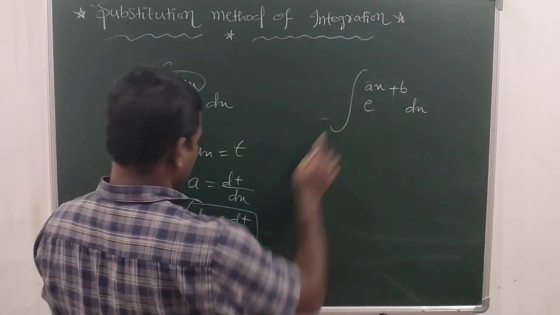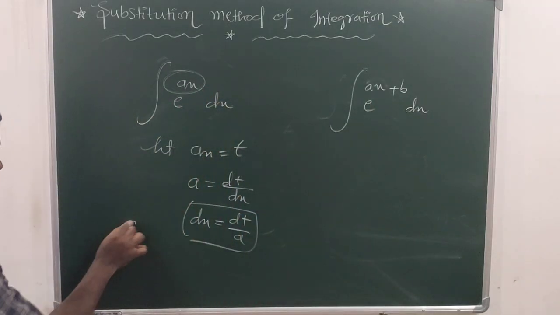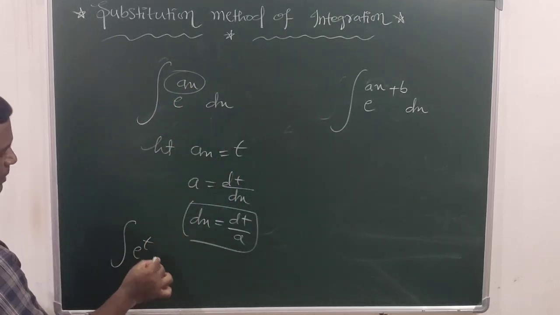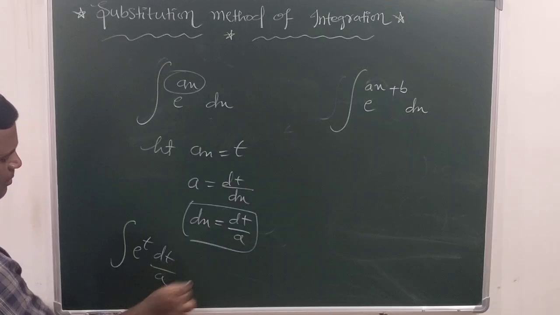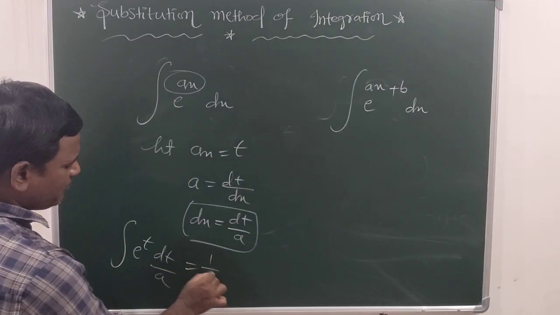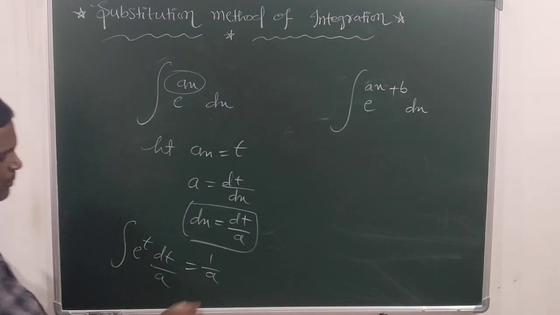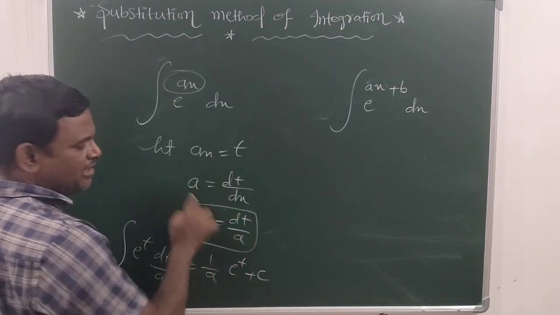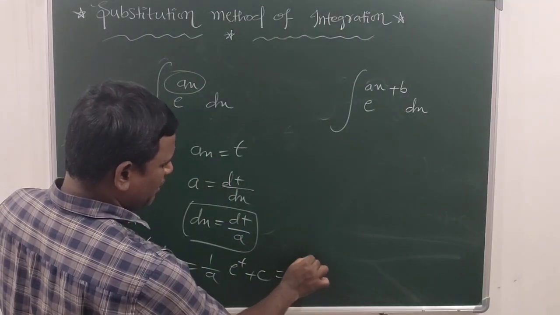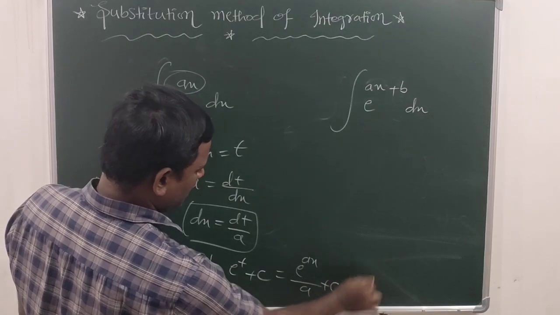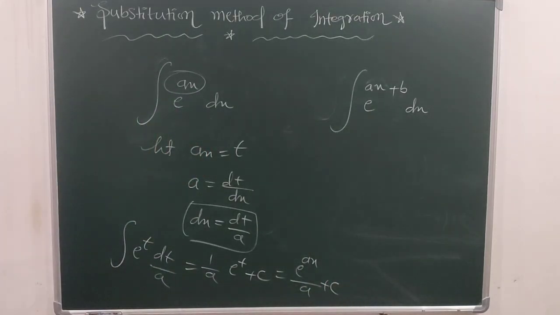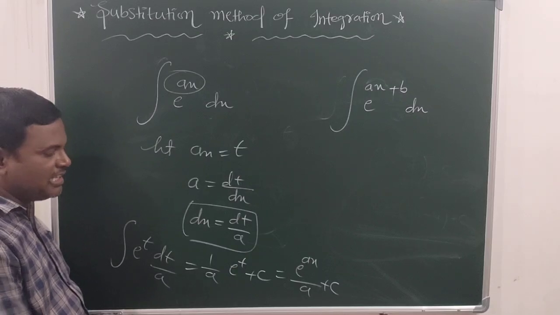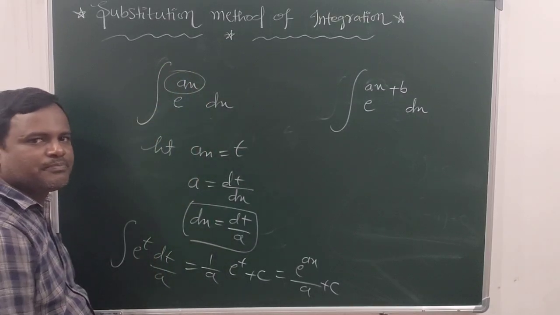Now what about this? See here, go back, and in the place of ax write t: e power t, and in the place of dx, dt by a. So 1 by a, keep it outside, integral of e power t plus c. What about t? It is ax. See, e power ax by a plus c. So this is the required integration for this given function.